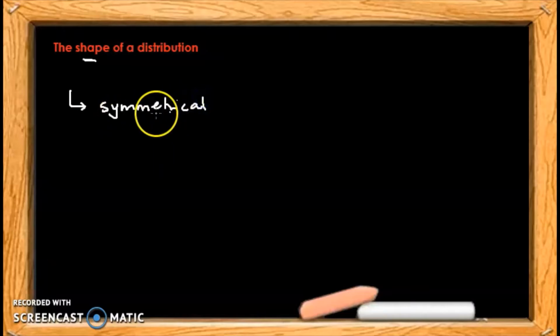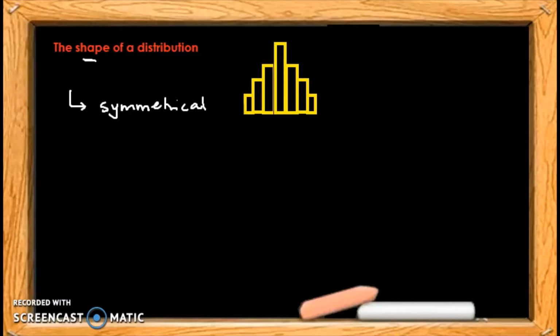Now, if something is symmetrical, that means that it looks the same on the left-hand side of the graph as on the right-hand side. So that means a graph might look a little bit like this. And you can see here that with this histogram, if this part here is the middle, it looks the same roughly on this side as on that side. So that means I can reflect it around the middle, and that's symmetrical.